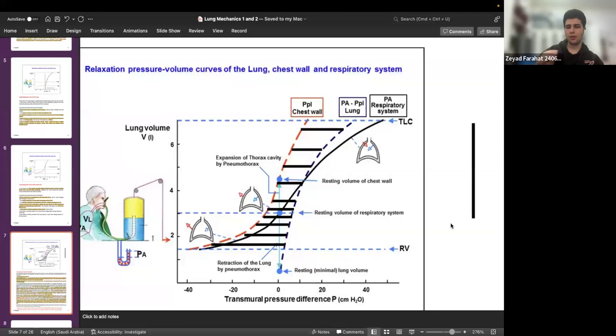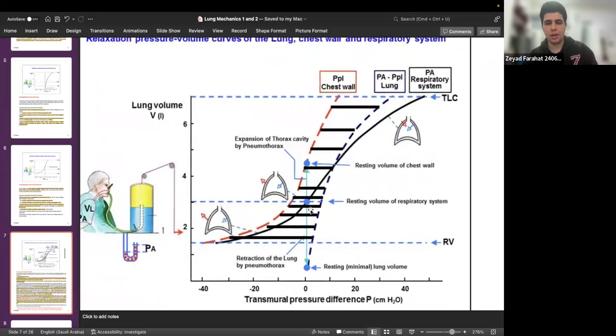All right, so the FRC was the volume of the RV, which is the residual volume, and the expiratory reserve volume. So this is the RV. This is what you have at any time.